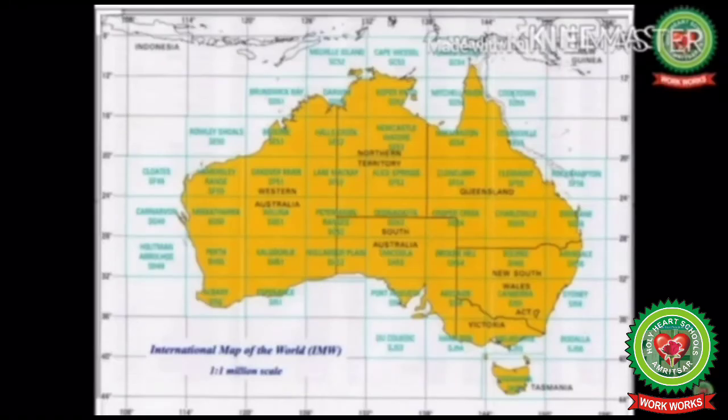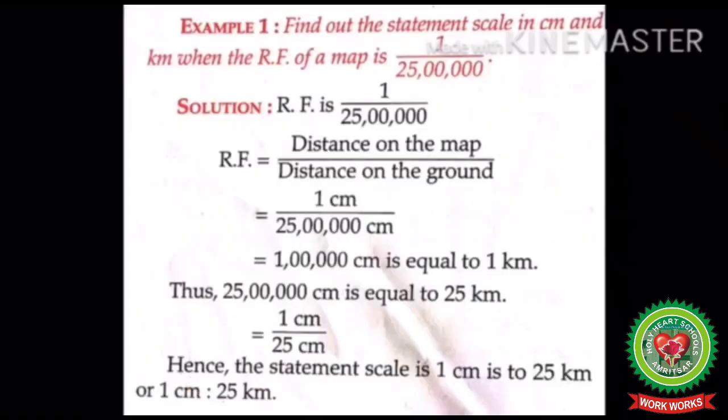Students, this map of Australia is showing RF scale, that is 1 ratio 1 million. Let us take a few examples to understand RF. Example 1. Find out the statement scale in centimeter and kilometer when the RF of a map is 1 upon 25 lakh.